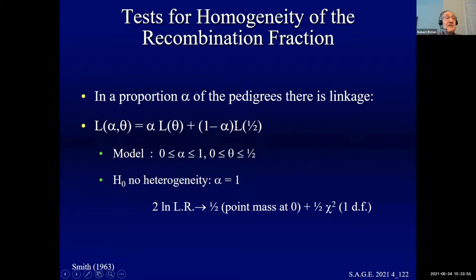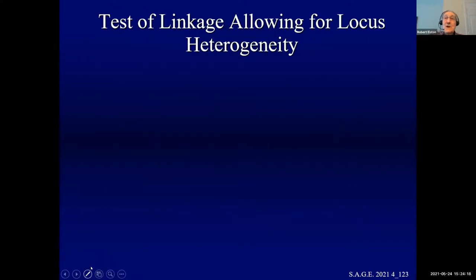This just disappears. And twice the log ratio is a half point mass at 0 and a half chi-squared with 1 degree of freedom. And this was the homogeneity test. This was the model suggested by C.A.B. Smith in 1963.